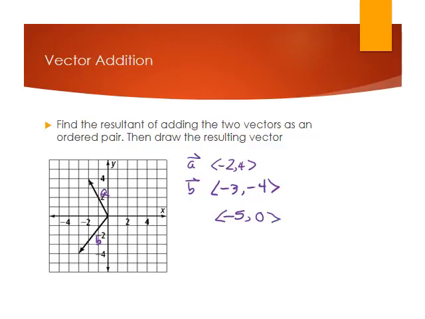Now to draw it, I'm really just going to translate my B vector so that it starts at the terminal point of vector A. So it's <-3, -4>, so I'm going to go over 1, 2, 3, and down 1, 2, 3, 4. So here's the terminal point. And you notice that we ended here at -5, 0. So here is my new vector A plus vector B.